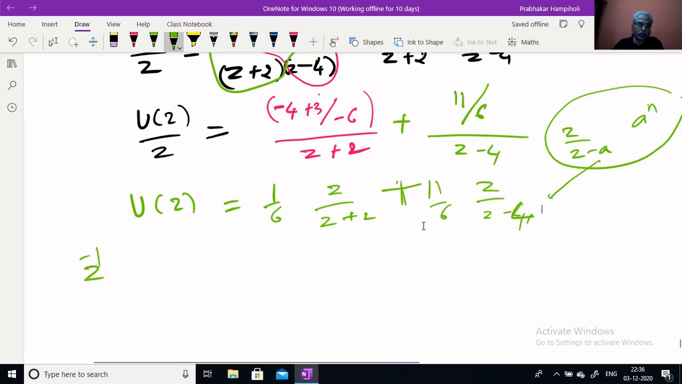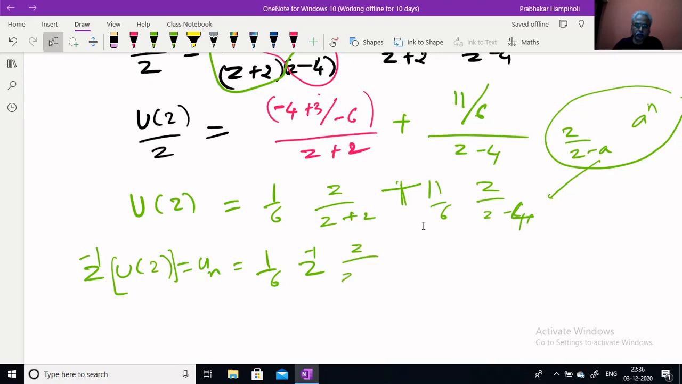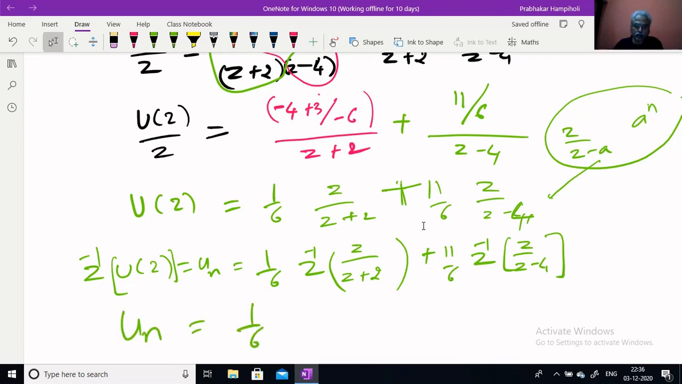Corresponding n function, therefore z inverse of u of z, which gives us the n function, is 1 by 6 times z inverse of z by z plus 2, plus 11 by 6 times z inverse of z by z minus 4. So the final answer u n is 1 by 6 times, this plus 2 becomes minus of 2 raised to n, plus 11 by 6 into 4 raised to n, corresponding n function.